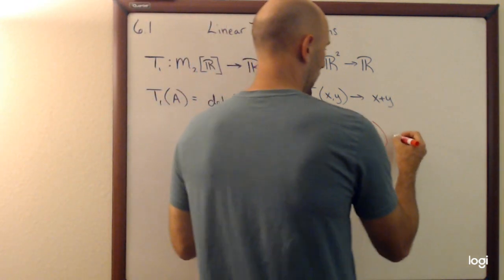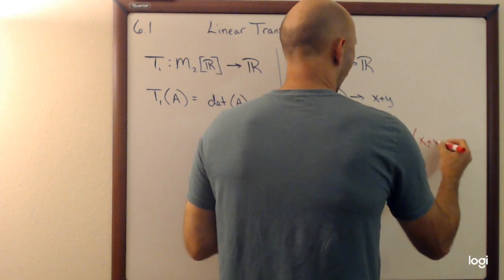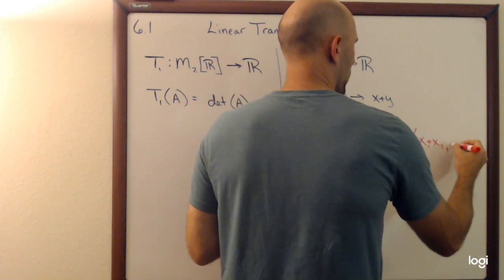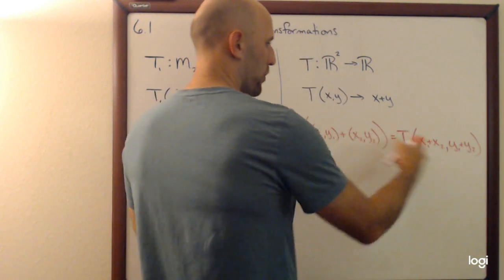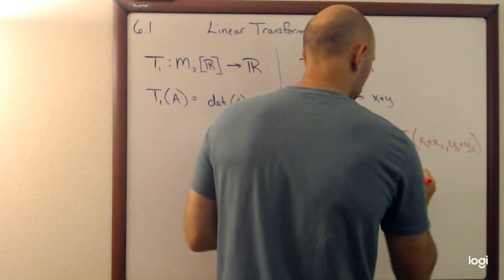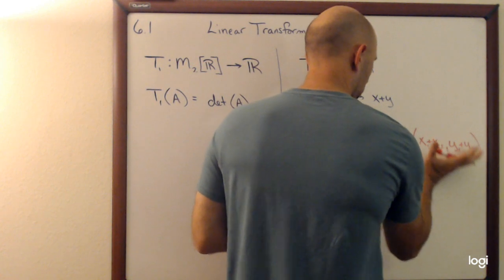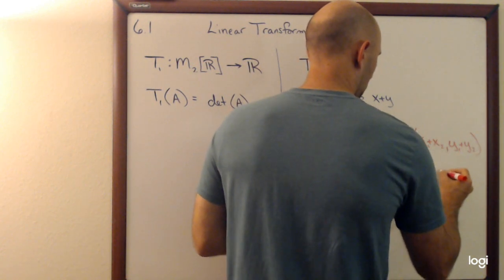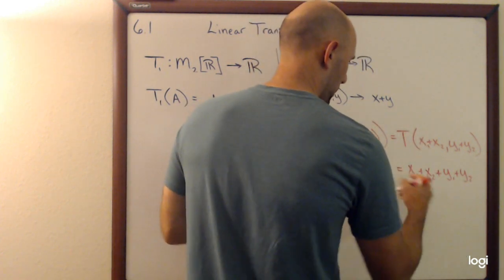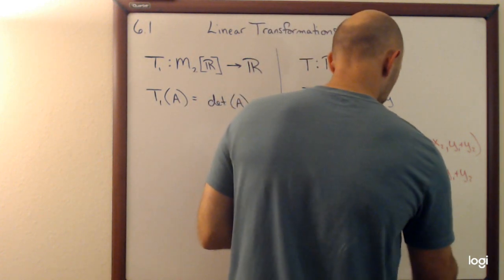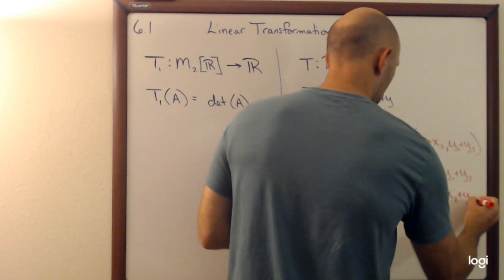So this would be the transformation applied to the vector x1 plus x2, comma, y1 plus y2, which by the rules of my transformation, you just add those components. So this would be x1 plus y1, x1 plus x2, plus y1 plus y2, which, because our addition here is commutative, is x1 plus y1 plus x2 plus y2.